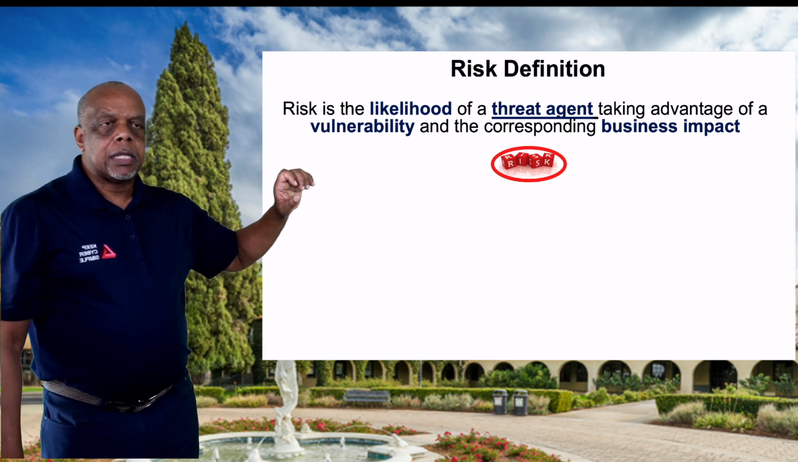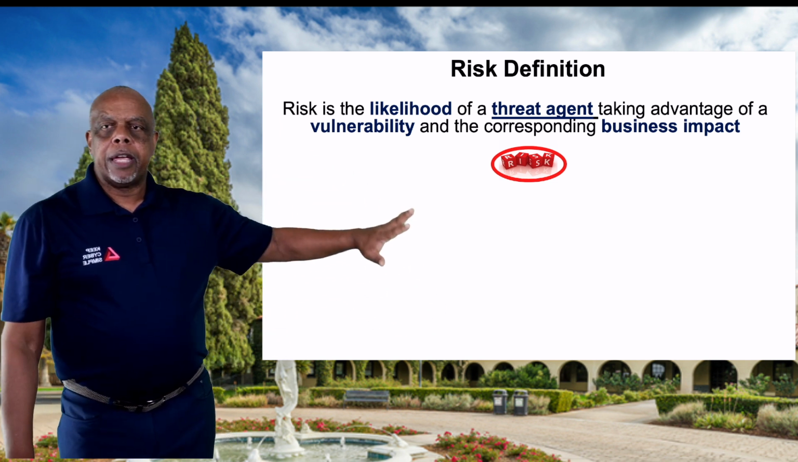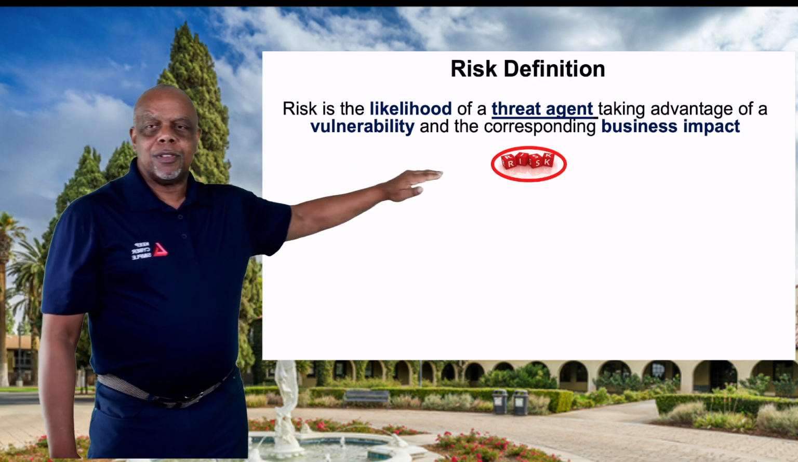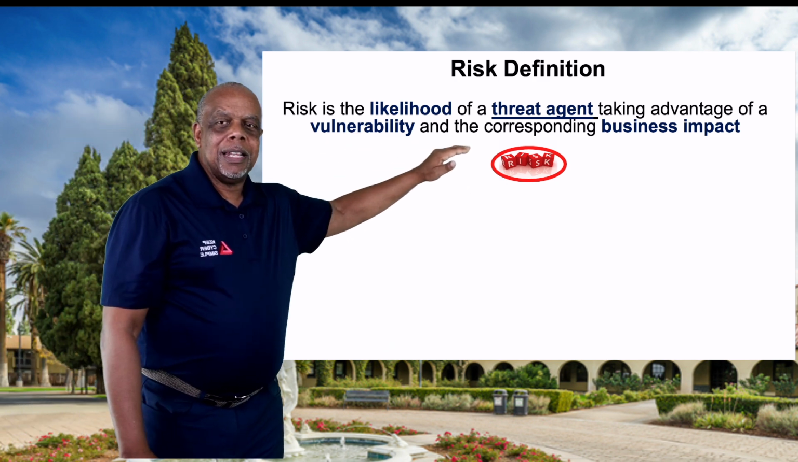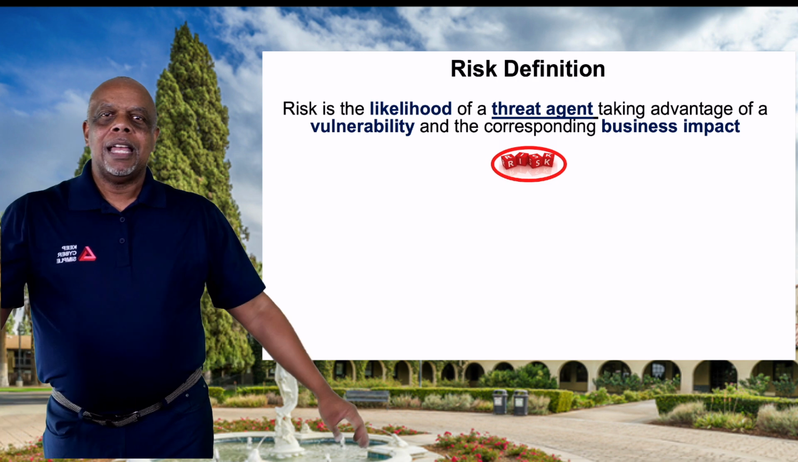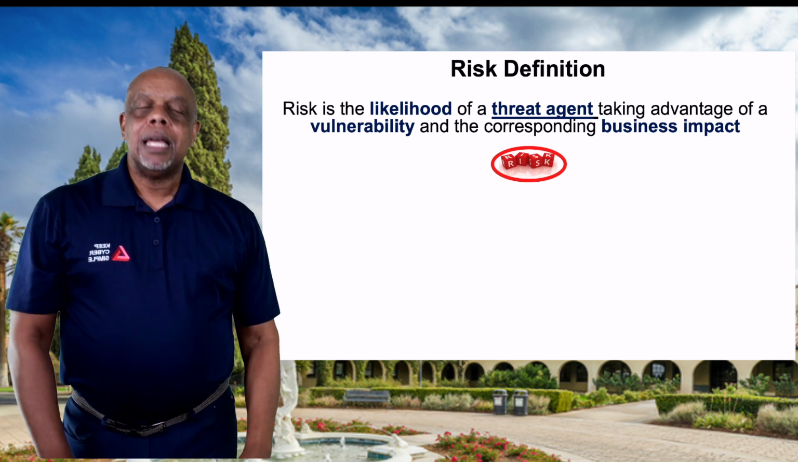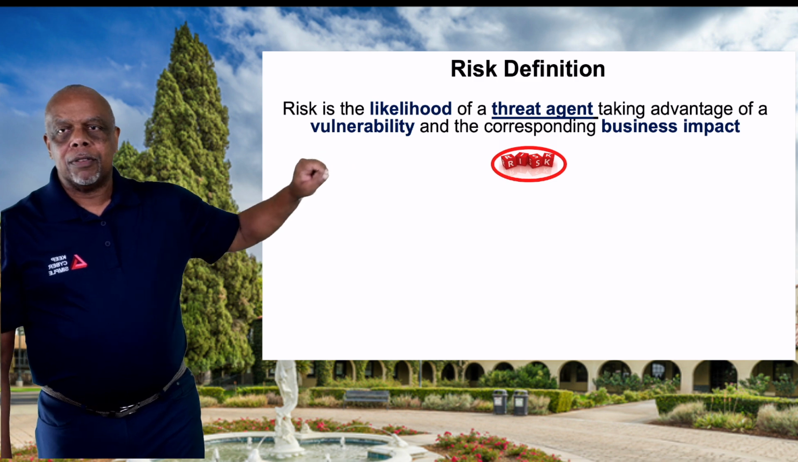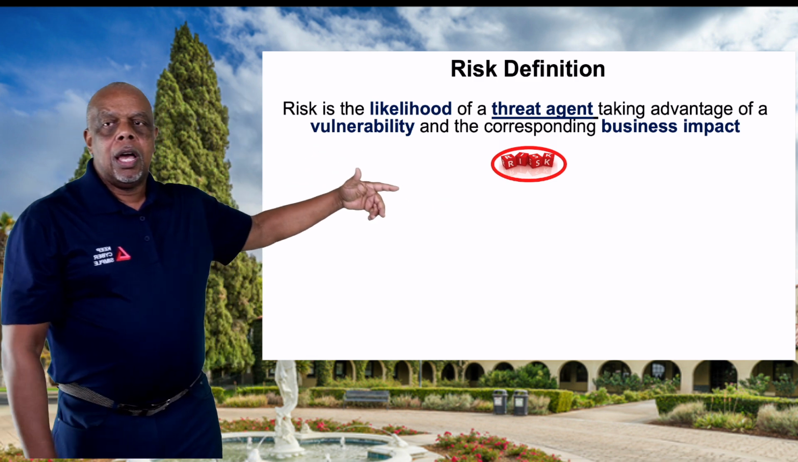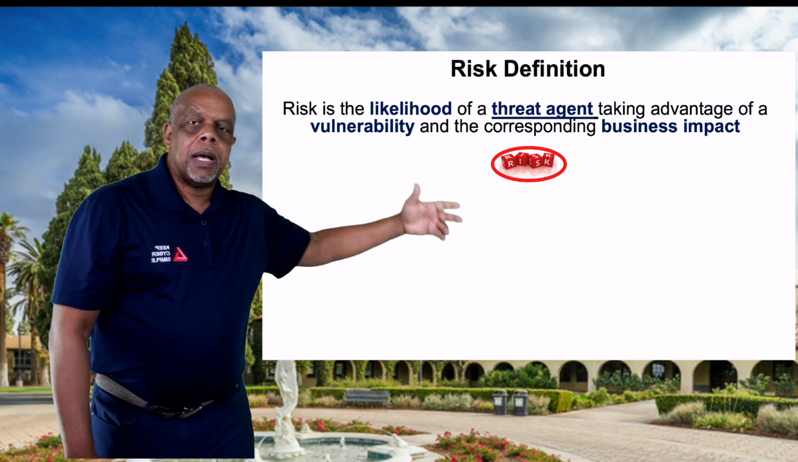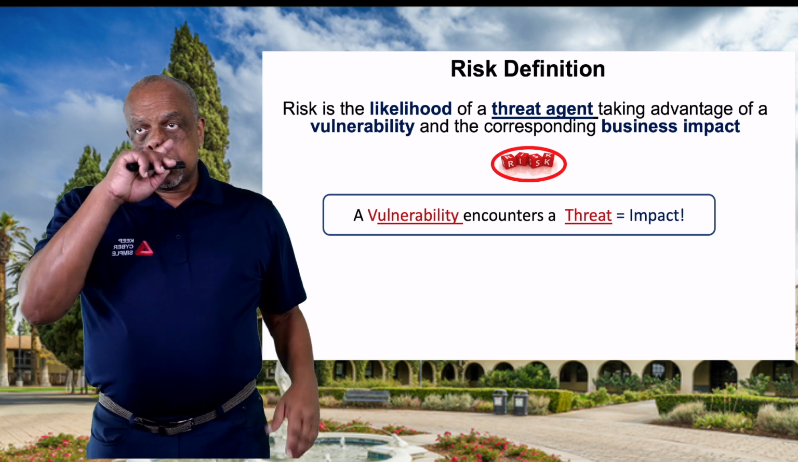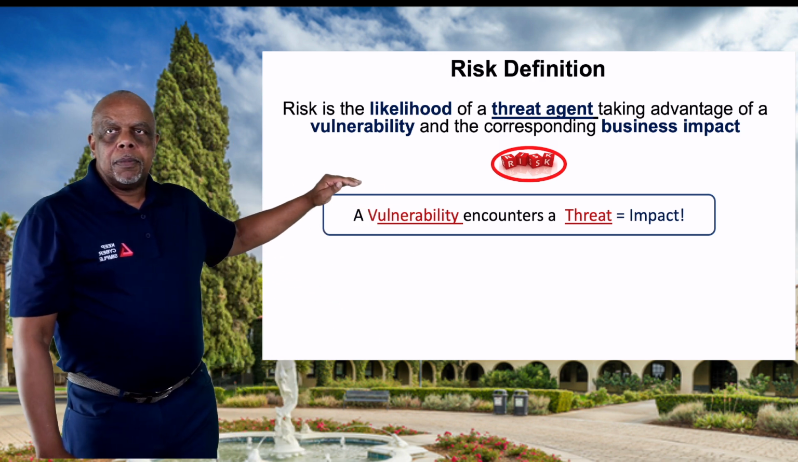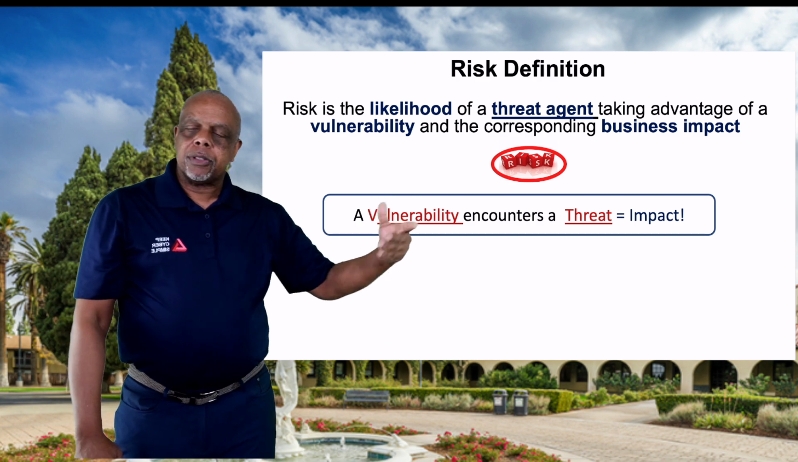So when we think about risk, I feel like I'm a first grade teacher. Okay, everybody together. Risk is the likelihood of a threat agent taking advantage of a vulnerability and the corresponding business impacts. And everybody says, thank you, Mr. Watlington. Yeah, but that is the definition of risk. The likelihood of a threat agent taking advantage of a vulnerability and the corresponding business impacts. So really, if I want to boil that down even further, a vulnerability is encountered by a threat and there's an impact.